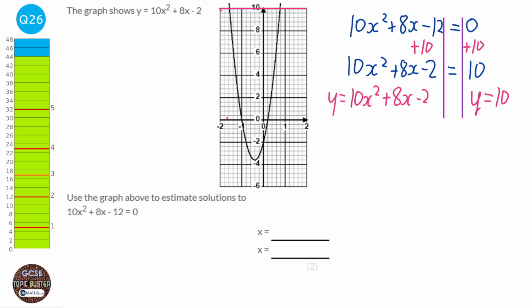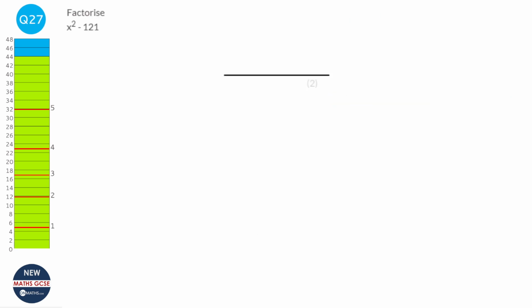So it comes down here and it comes down here. So the values it comes down to are minus 1.6 and 0.8, and those are our solutions.